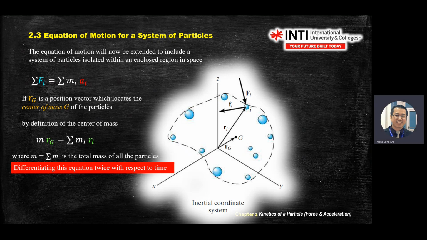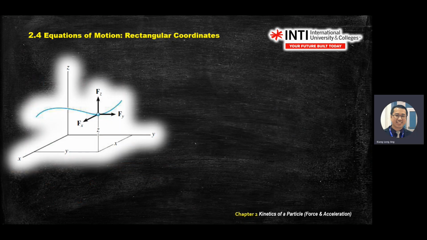In statics, you learned how to find the center of mass. Later, for a particle, we don't need to find the center of mass. But when you go into rigid body, then this equation will come into place. Later, we will look into this equation. For chapter 2, in 3D, you can break your vector into i, j, and k.